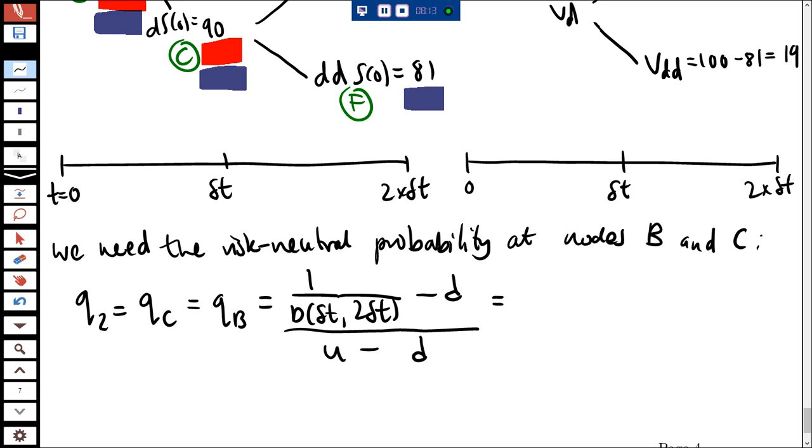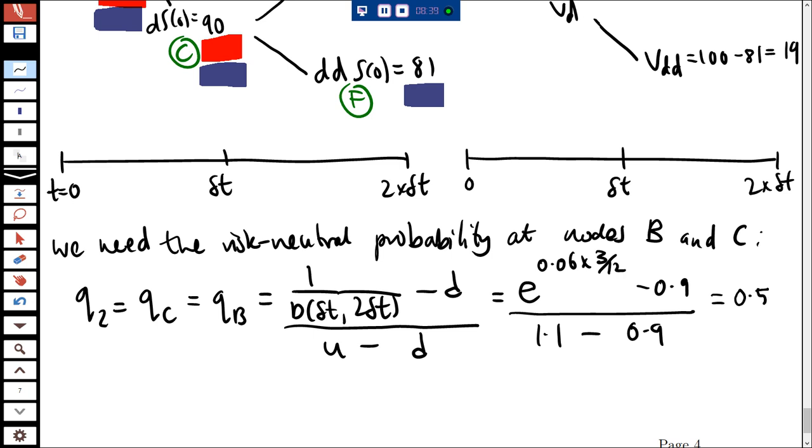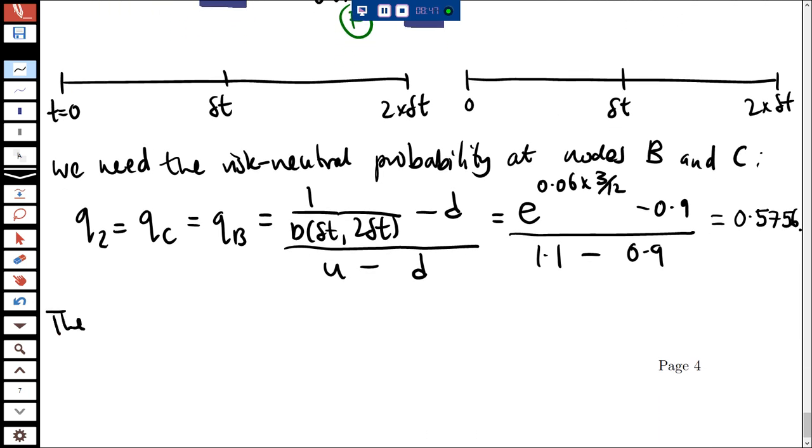Okay, so now we need the rates. So we have e to the 6% times 3/12, take away 0.9, divided by this, which gives a risk-neutral probability of 0.5756. Okay, so I've now got Q, so I can now work out the values of the option at B and C.